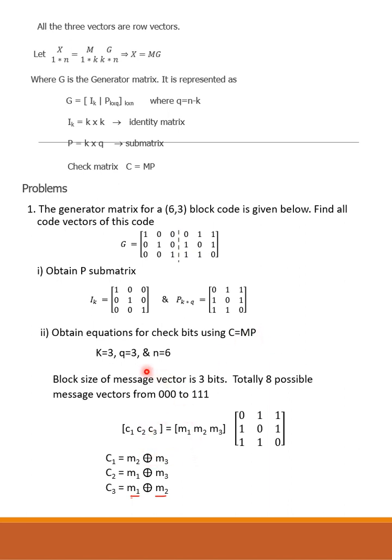C is equal to M, where M is M1, M2, M3, and we take this submatrix 0, 1, 1, 1, 0, 1, 1, 1, 0 here. If we multiply this and this, M1 into 0 is 0, M2 into 1 is 1, M3 into 1 is 1. We use modulo 2 addition here. Similarly, for finding C2, which is matrix multiplication, we get M1 exclusive OR M3. And C3, we get M1 modulo 2 addition with M2. From this matrix only, we are finding the check bit equations.